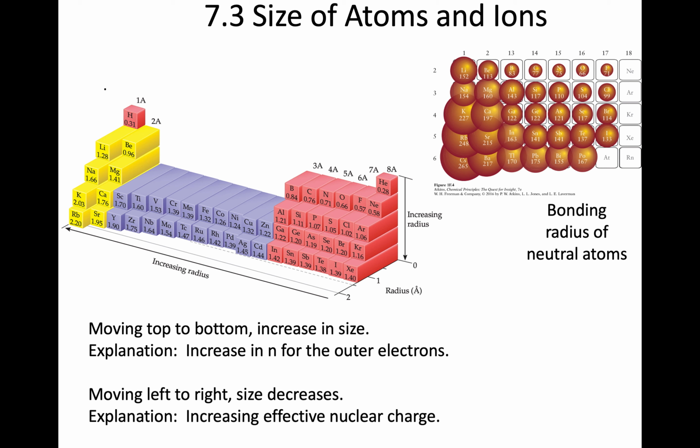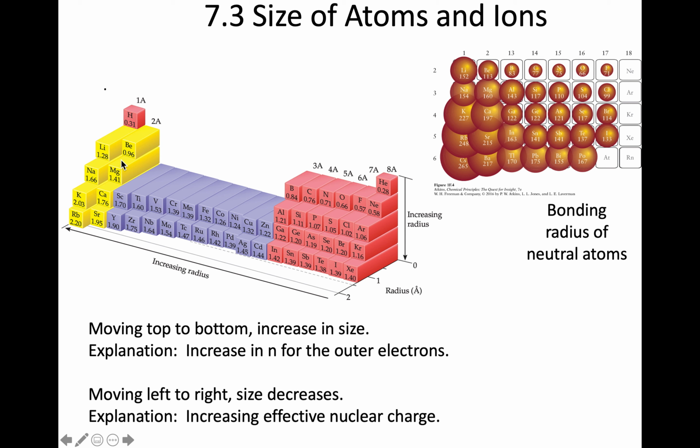We see data shown here. As we move down the periodic table, down a column, we see the size of neutral atoms dramatically increasing. The principal quantum numbers are increasing: n equals 1, n equals 2, n equals 3. The principal quantum number describes the size of that orbital. So if we're moving down, we're populating larger atomic orbitals.